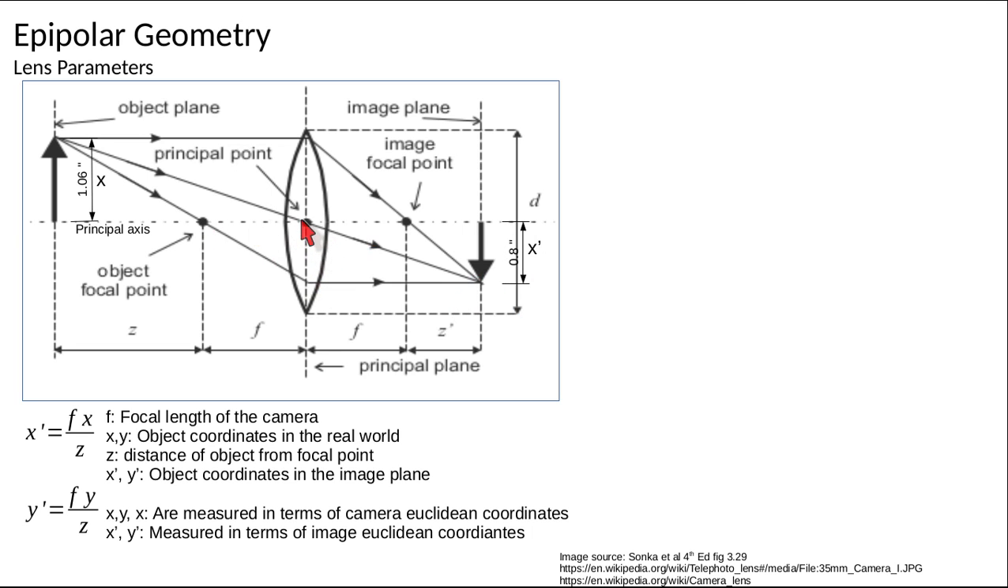Now this triangle and this triangle are similar triangles. Using the similarity property, you can determine that x dash, that is the coordinate of the object in the image plane, is given by the equation f x divided by z, where f is the focal length of the camera, x is the coordinate of the object in the object plane, and z is the distance of the object from the focal point. Similarly, the y coordinate of the object can be obtained as y dash equal to f y divided by z, where y is the coordinate of the object in the object plane.